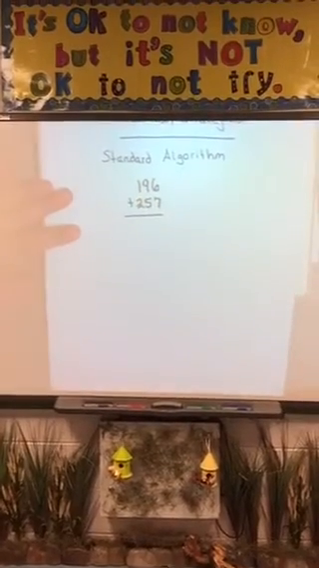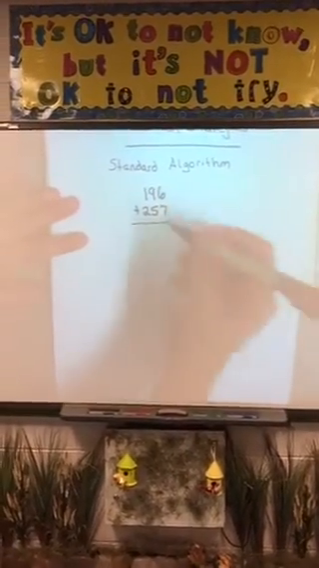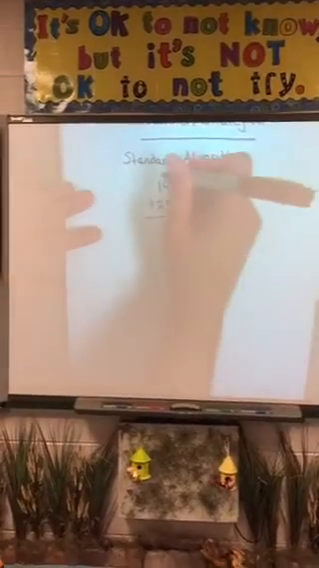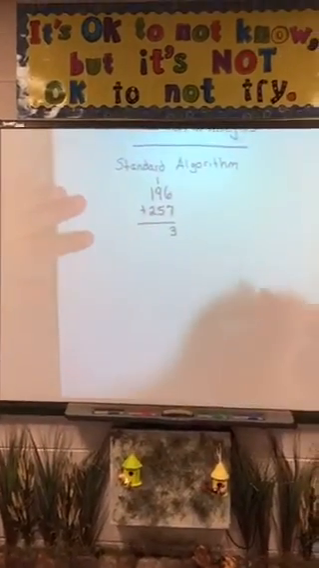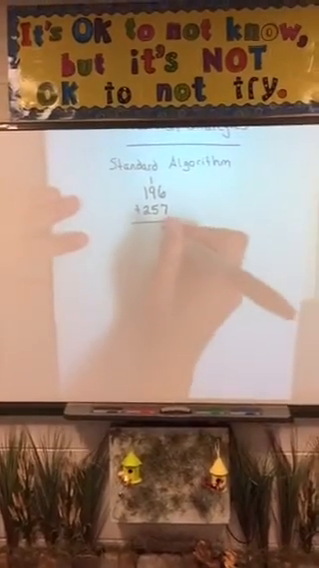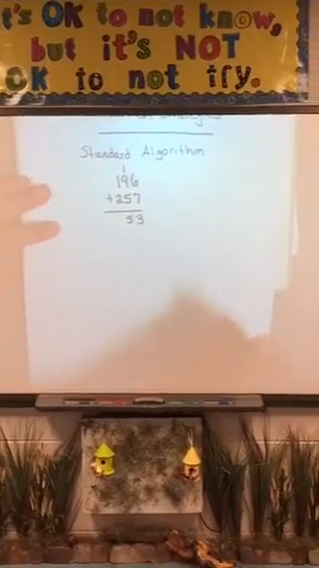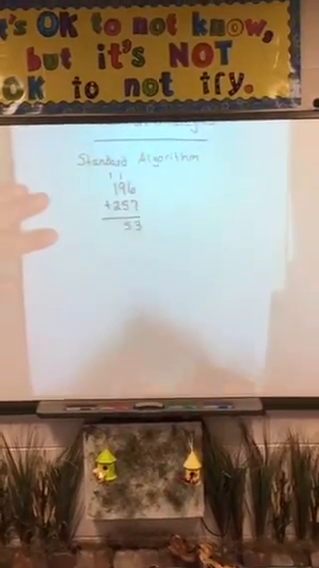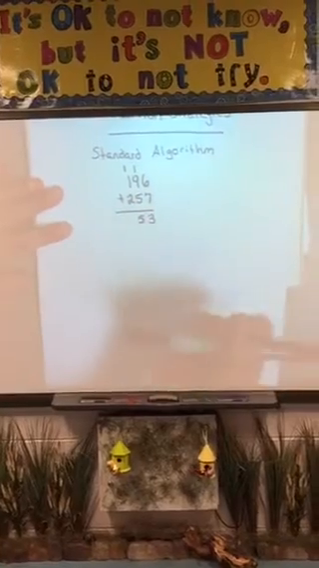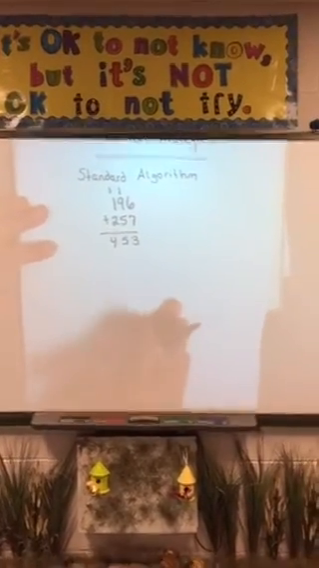Okay, with the standard algorithm, we're going to add our ones first. 6 plus 7 equals 13. So we're going to keep 3 ones and trade 10 ones for 1 ten. 1 ten plus 9 tens plus 5 tens gives me 15 tens. Going to keep 5 tens and trade 10 of them for 100. 100 plus 100 plus 200 is 400. So my sum is 453.